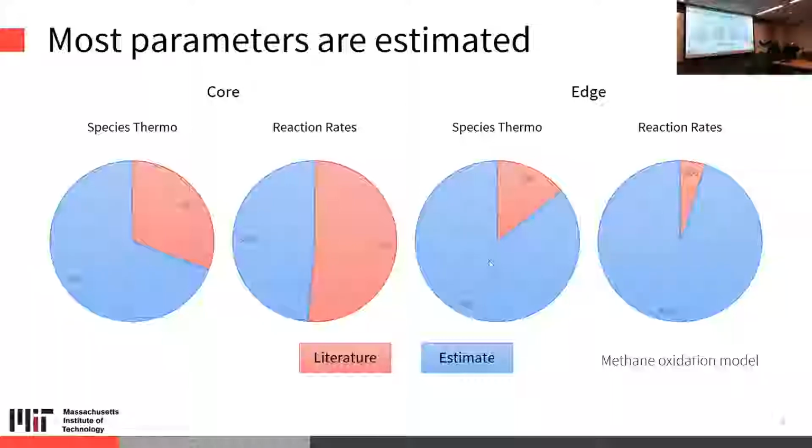But in the edge, you see that the vast majority are estimates. Because we're looking at thousands of different reactions, and only a very small fraction of those are studied. So that's why in our general process, we'll run a model, and then we'll do the sensitivity analysis to figure out which of these is actually important for our system, and then we try to improve those.